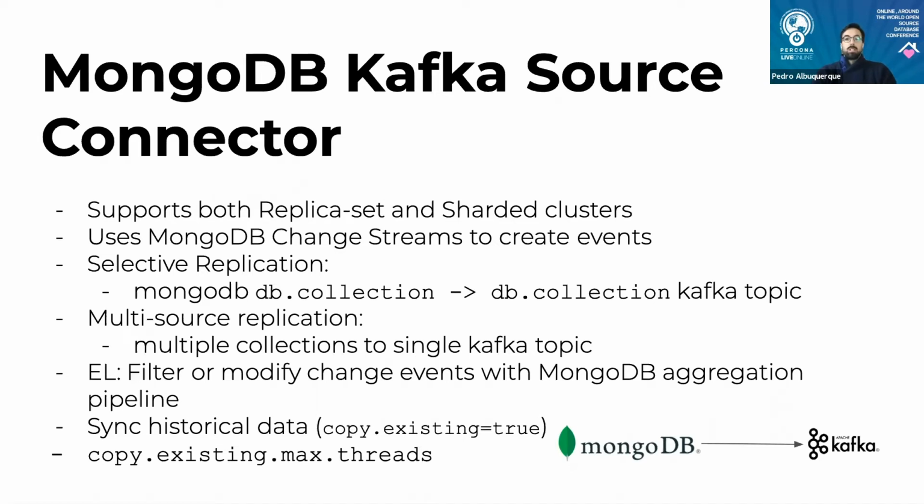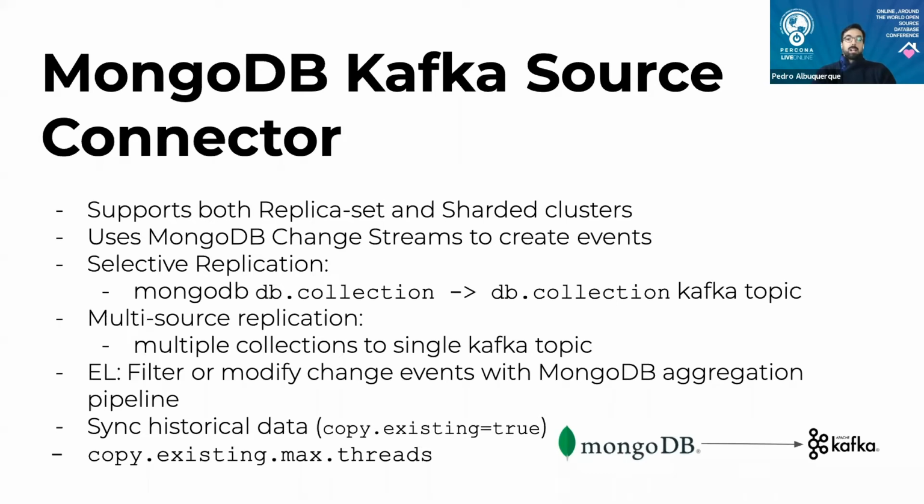By default, this connector publishes the change data events to a Kafka topic that consists of the namespace from which the change originated. There's also the possibility to configure multi-source replication with events from multiple collections being published to a single Kafka topic. When it comes to extract and load, it is possible to filter or modify change events, as it makes use of the powerful MongoDB aggregation framework. So you can already imagine the many possibilities you can get here.